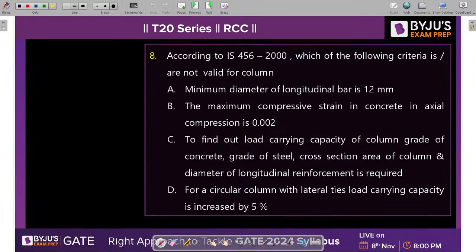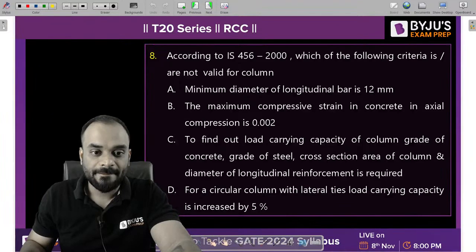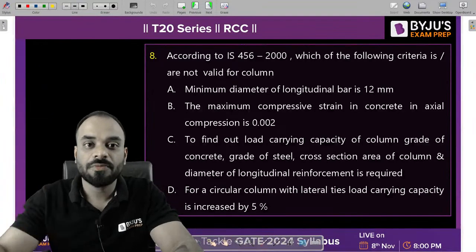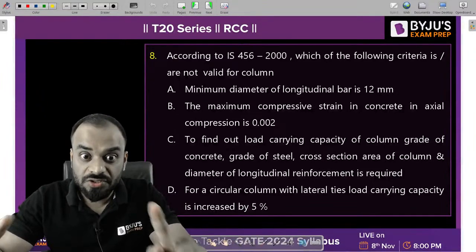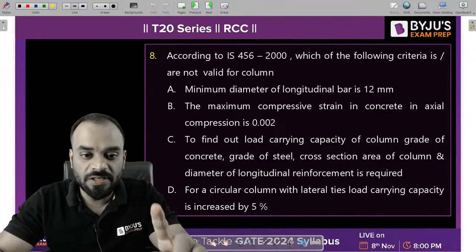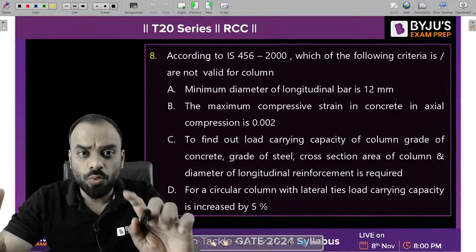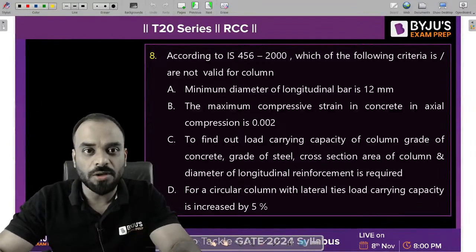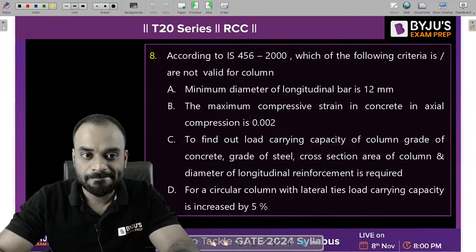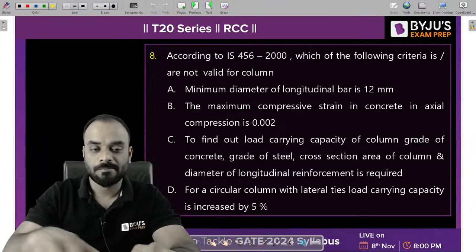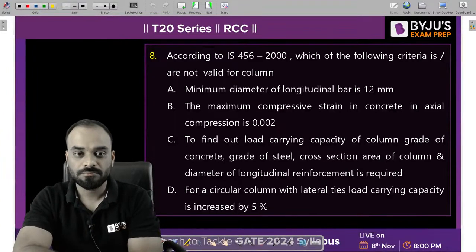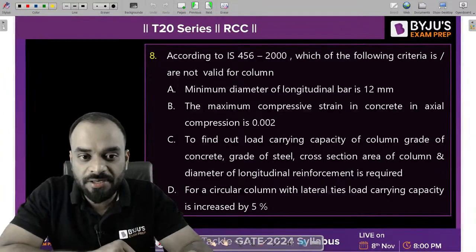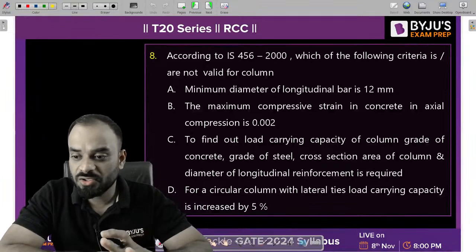Very nice, guys. Next question in front of you. According to IS 456-2000, which of the following criteria is not valid for the column? You need to tell me, guys, out of these statements, which particular statement is wrong for your column? That is the question. There are 4 statements. Tell me which one is the wrong answer.